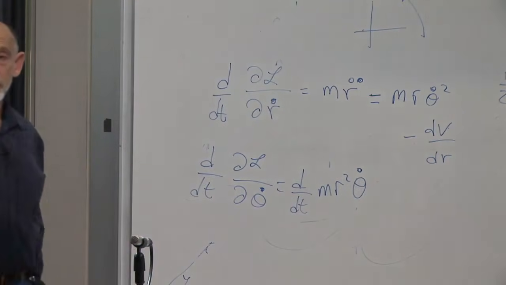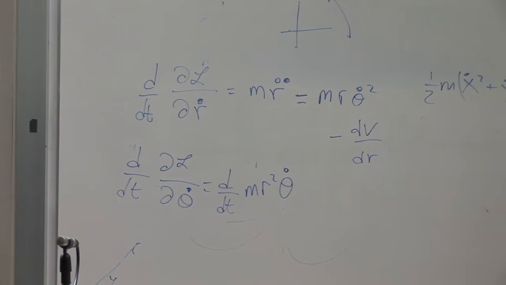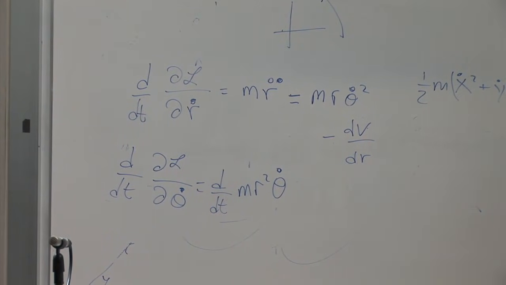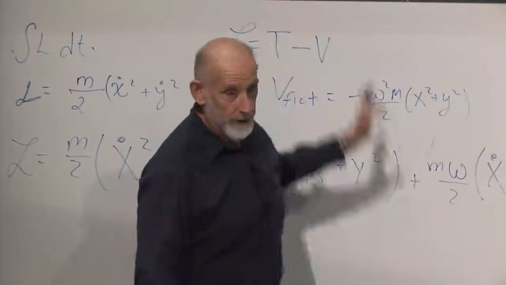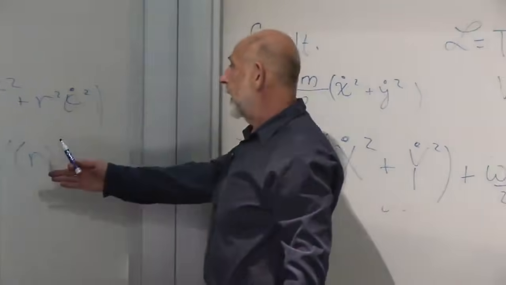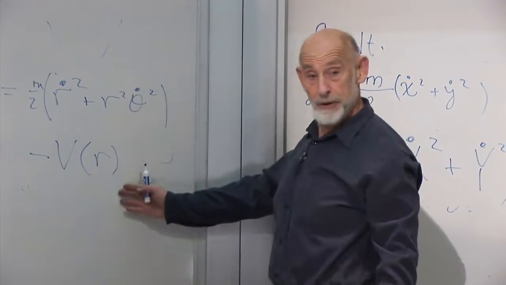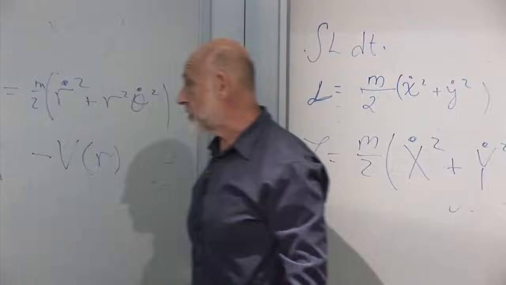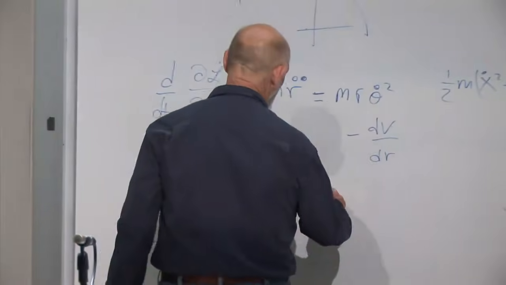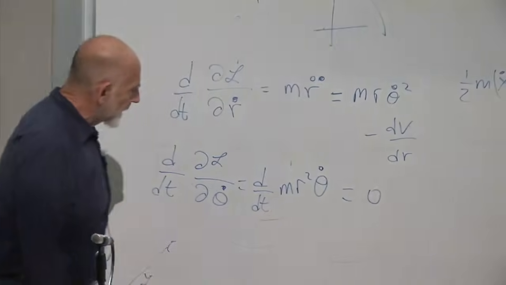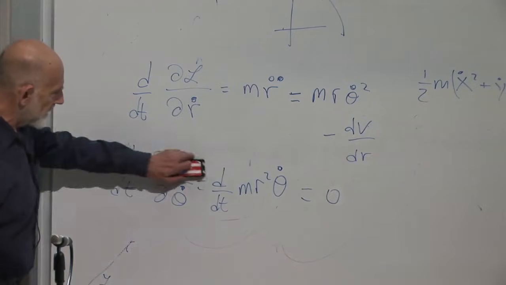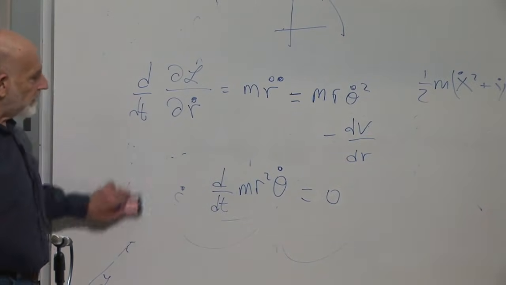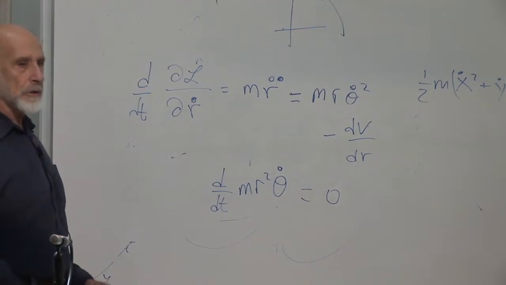And what's it equal to? dL by d theta. That's the other part of the Euler-Lagrange equation. The other half of the Euler-Lagrange equation is dL by d coordinate. Well, what is dL by d theta? L doesn't depend on theta. It depends on theta dot, but it doesn't depend on theta. So it's just what? Zero. Now that's very interesting. Look what it says. Let's erase this over here. d by dt of m r squared theta dot is equal to zero.